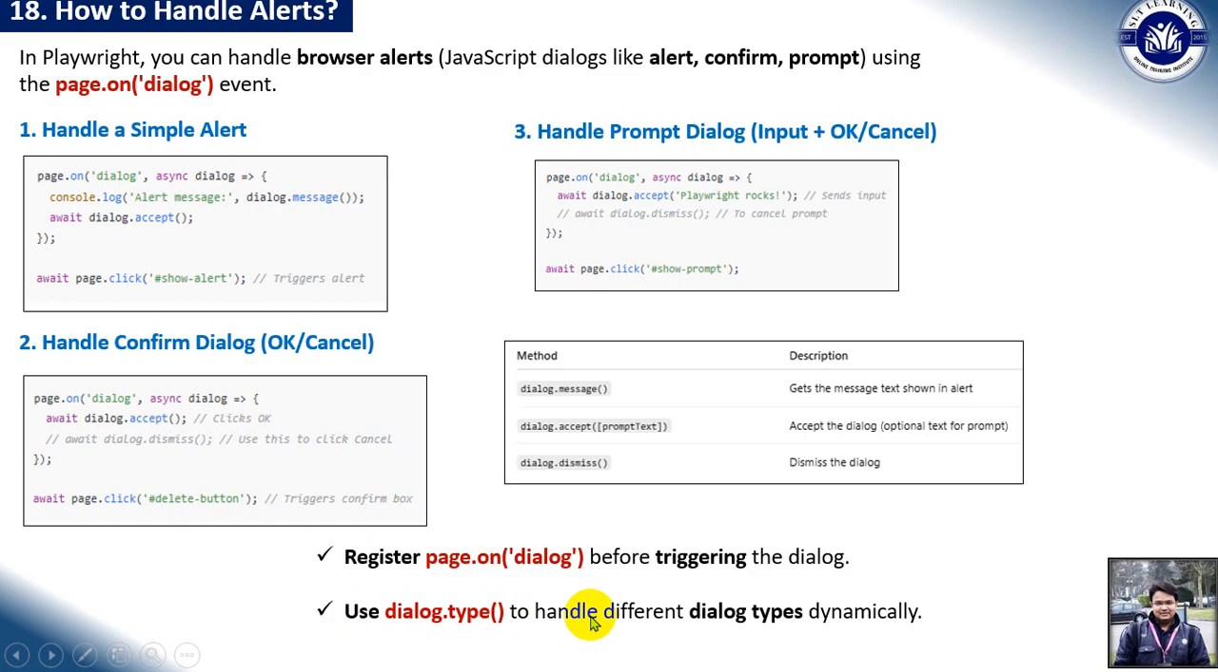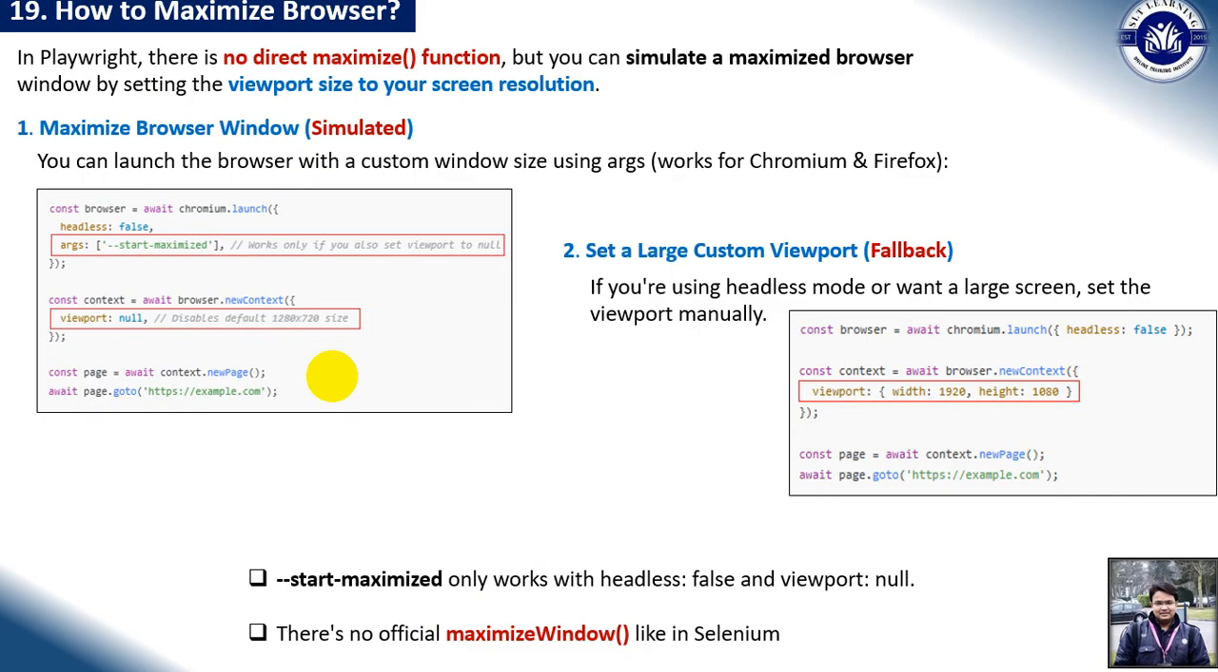Use dialog.type to handle the different dialog types dynamically. This is a separate thing, but always remember that dialog.accept and dialog.dismiss are the different options you can utilize to handle alerts in Playwright. So let's go to the next question.